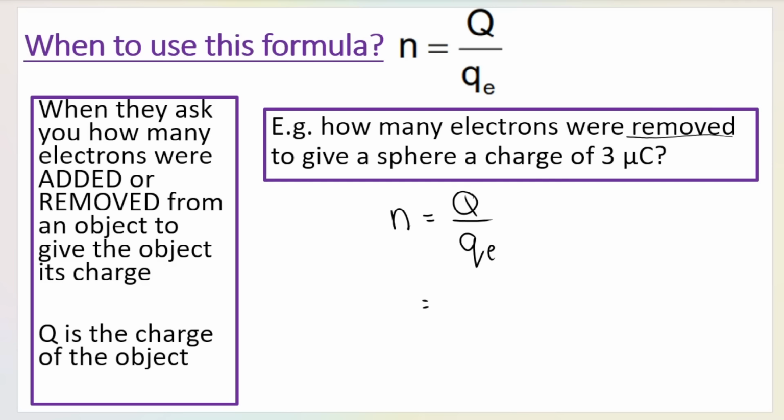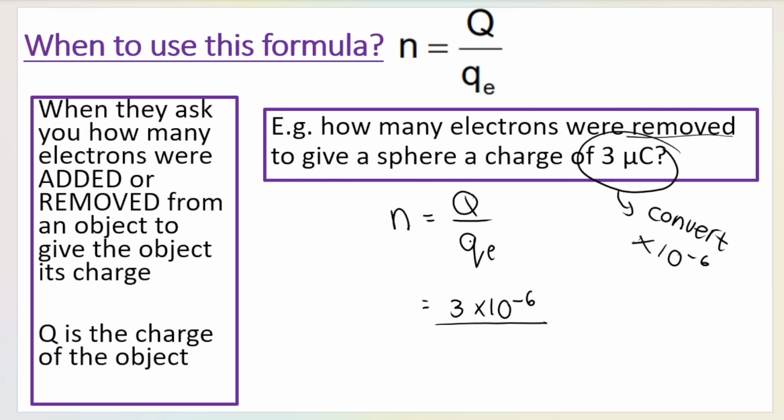you substitute. So in this case, Q is the charge of the object. But remember, we must convert to coulombs. How do you convert microcoulombs to coulombs? You have to memorize it. You times it by 10 to the power of negative 6. So it's 3 times 10 to the power of negative 6. And in the place of Qe, we put the charge of an electron. Yes, electrons are negative, so you can put the negative there.